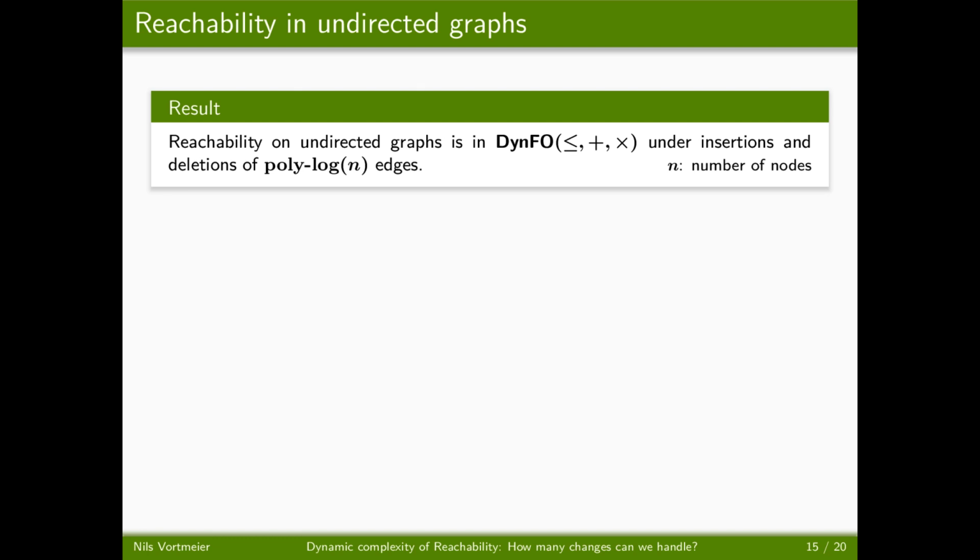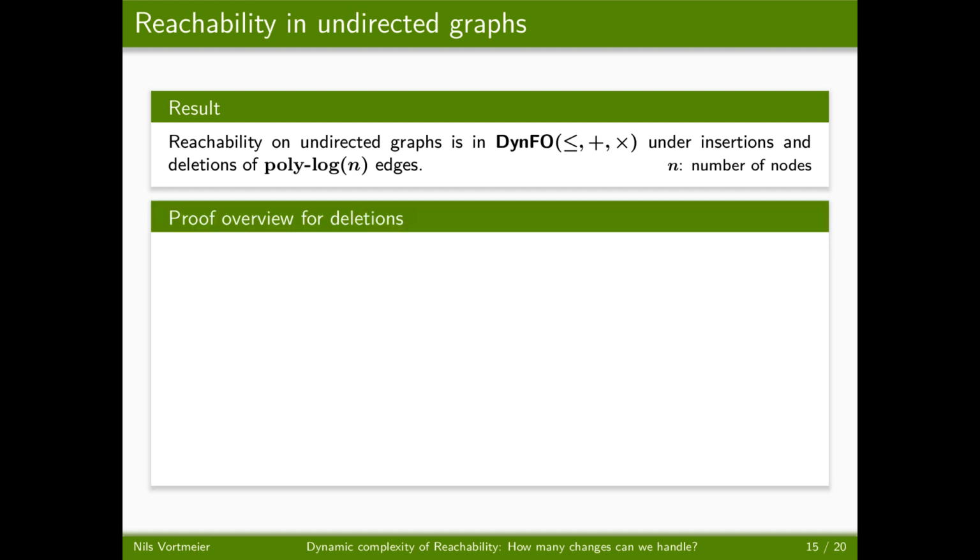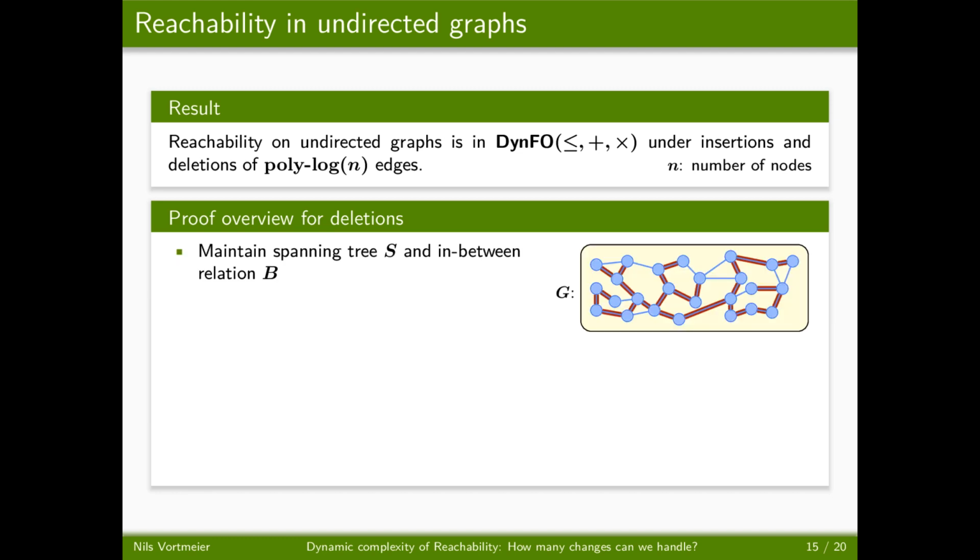With this observation in mind, we can now proceed to the proof of one of our main results, that reachability on undirected graphs is in DNFO with arithmetics under insertions and deletions of polylogarithmically many edges. Here, I would like to give you the proof idea for deletions. Handling edge insertions is quite easy if you know this step. The goal is to maintain the same information as we did in the example before, so a spanning tree of our input graph and its in-between relation.